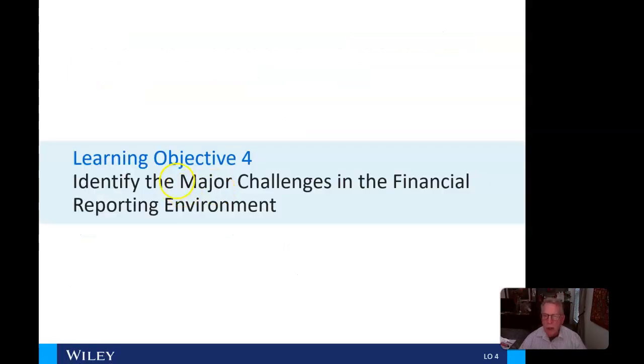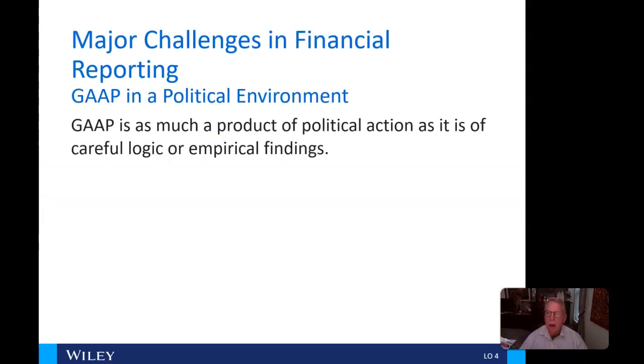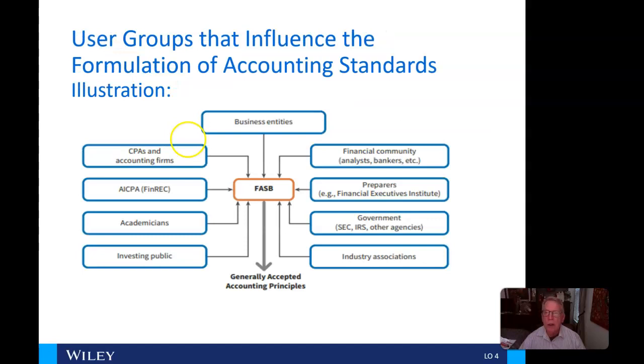All right, now let's take a look at the major challenges in the financial reporting environment. Here, GAAP is as much a product of political action as it is of careful logic or empirical findings, as the situation with Enron illustrated. Okay, so let's take a look at that. The FASB is pushed in a lot of different directions. Here we have CPA firms, the AICPA, academicians, the investing public, business entities, etc., etc.